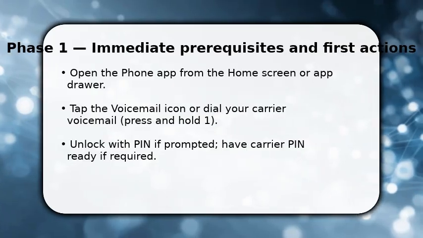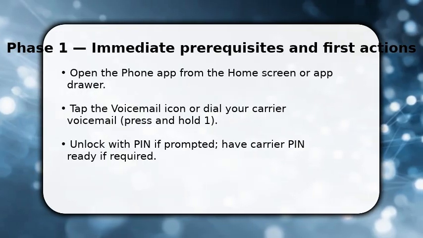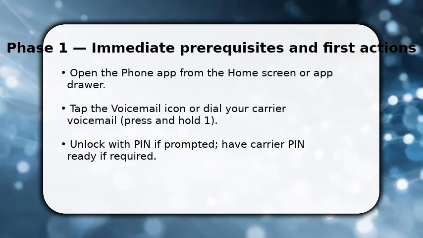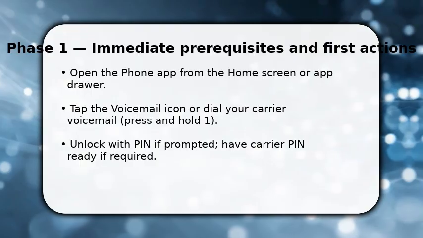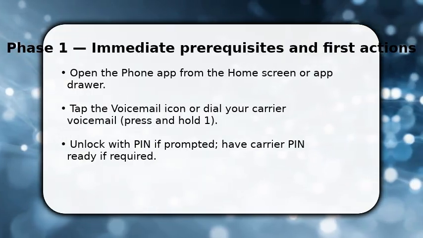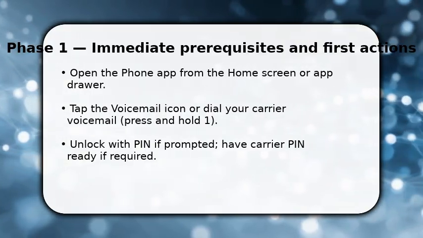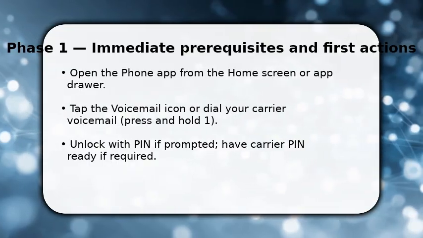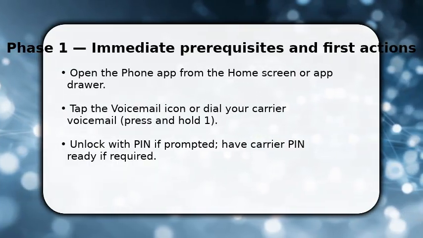You start by opening the phone app and going straight to voicemail. This gets you into the message list. If your Samsung shows a voicemail tab, tap it now or press and hold one to call your carrier system. If the system asks for a PIN, enter it. This ensures you can manage messages.